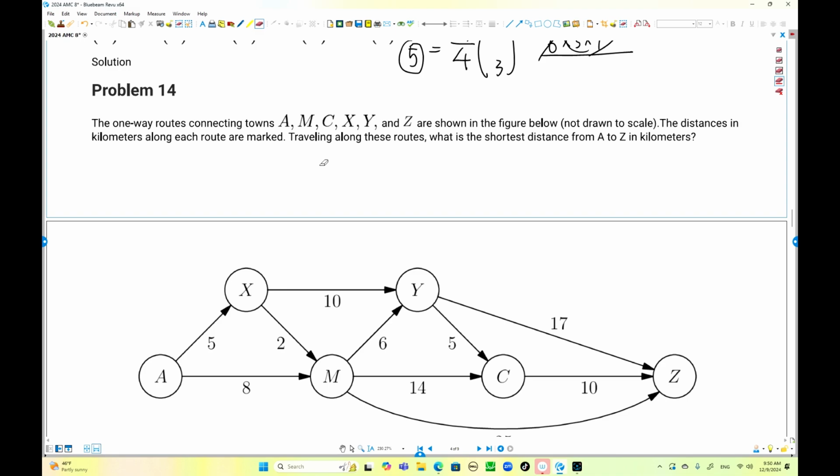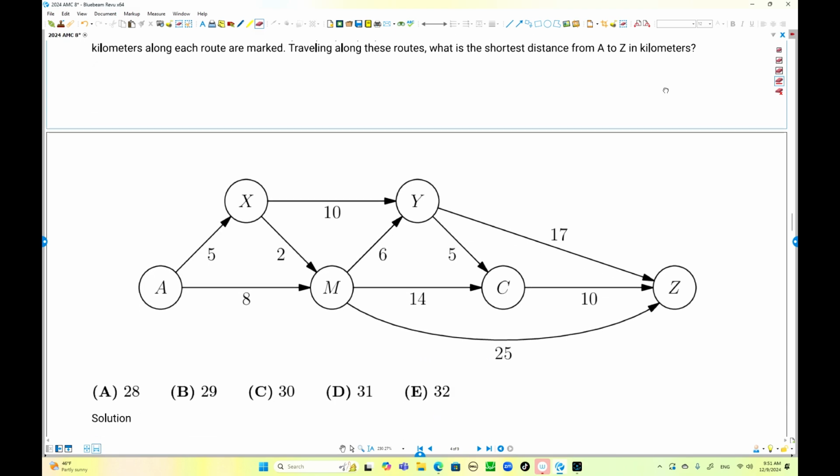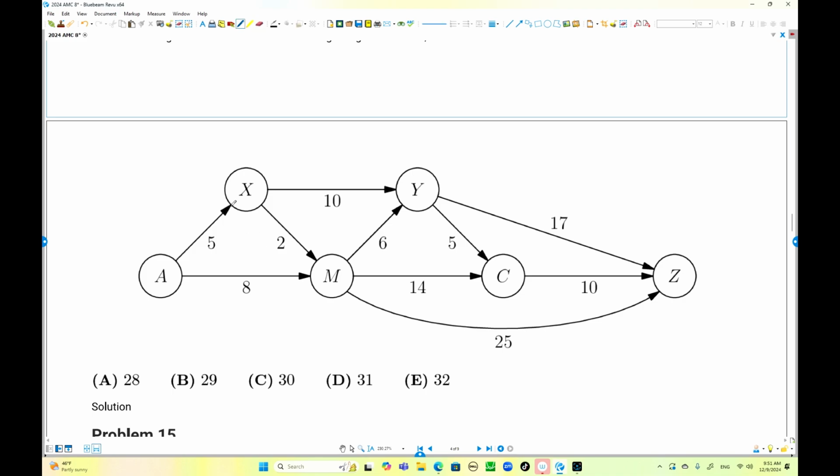All right, here is number 14. We have several towns connected between two, and the distance in kilometers. Traveling along the route, what is the shortest distance from A to Z? You can try this one from this triangle. This is a 5 to 8. From here, together by 8 over here. This is short. This is wrong. We don't need this one.